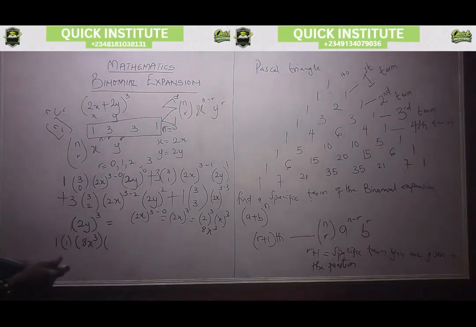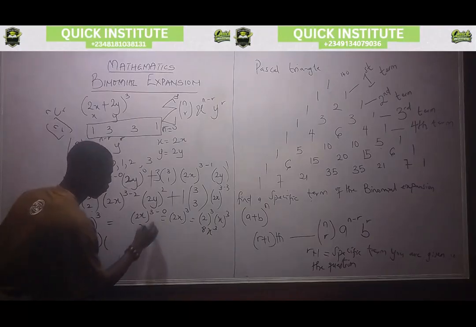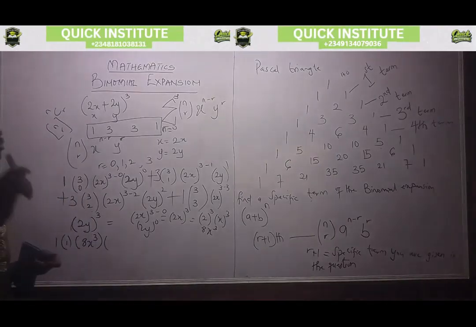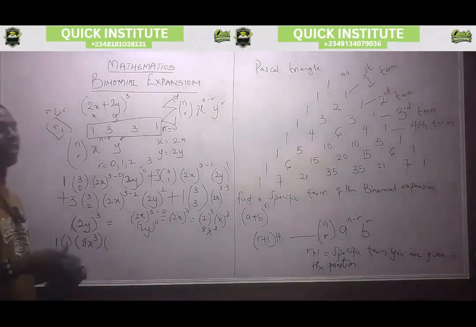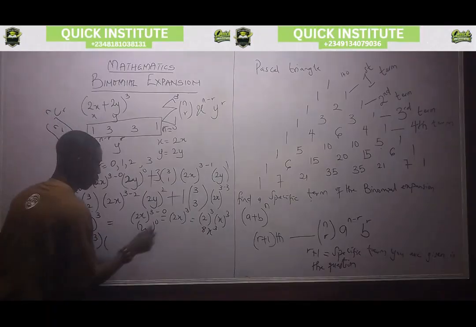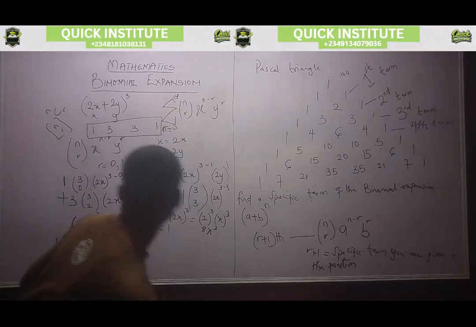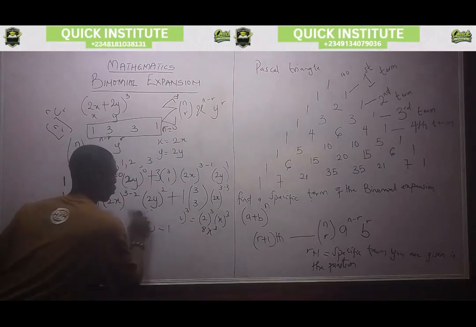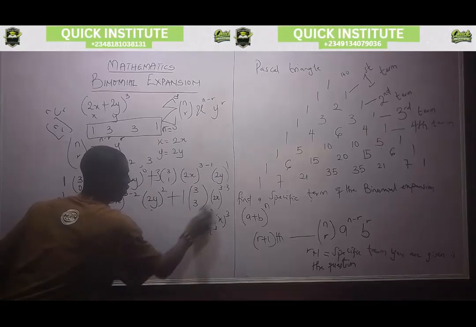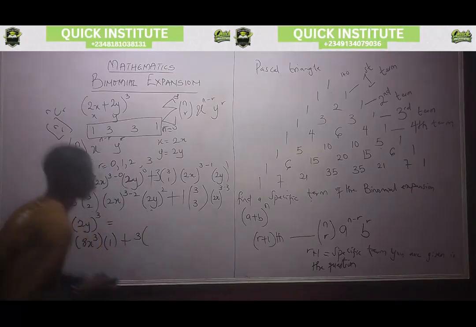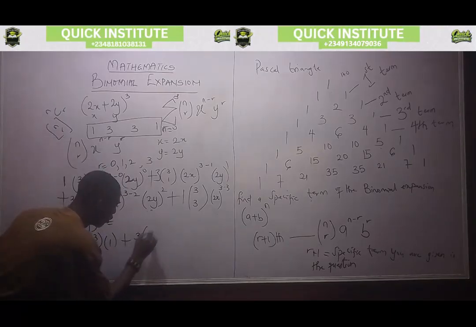2 raised to the power y. Now from here, 2 raised to the power y raised to the power 0. They've already said that in your indices: anything raised to the power 0 is 1. So it equals 1 plus, plus 3, combination 1 is 3.